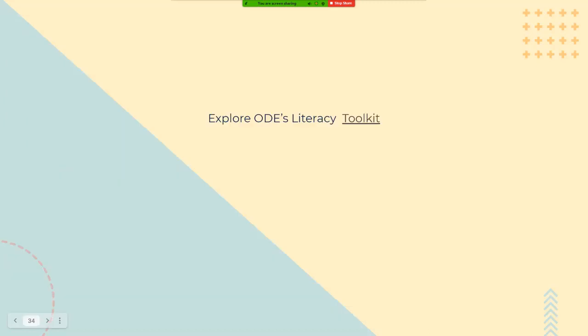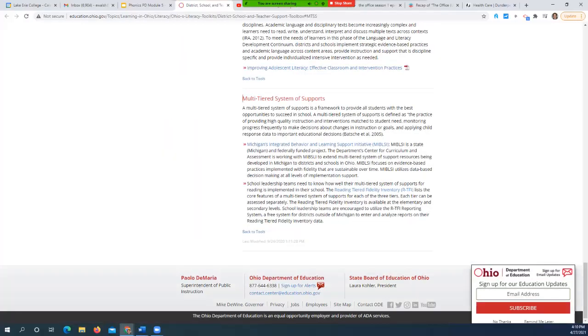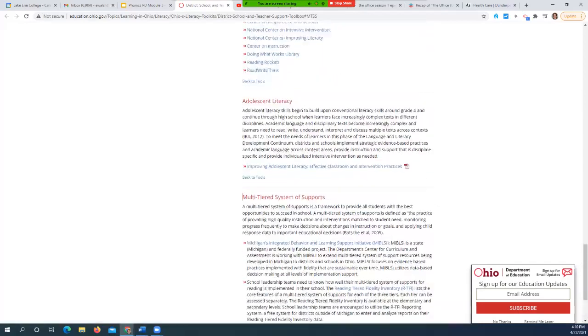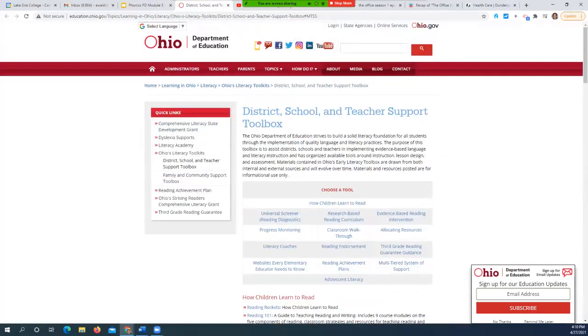Okay, another thing I want to share with you then is, there isn't just one strategy, and that's one of the things that we have to come to grips with, is that there's a lot. This is really going to be a process of your being able to build up these strategies, and build up your access to kits. So one of the things I wanted to show you here is the Ohio Department of Education has a literacy toolbox.